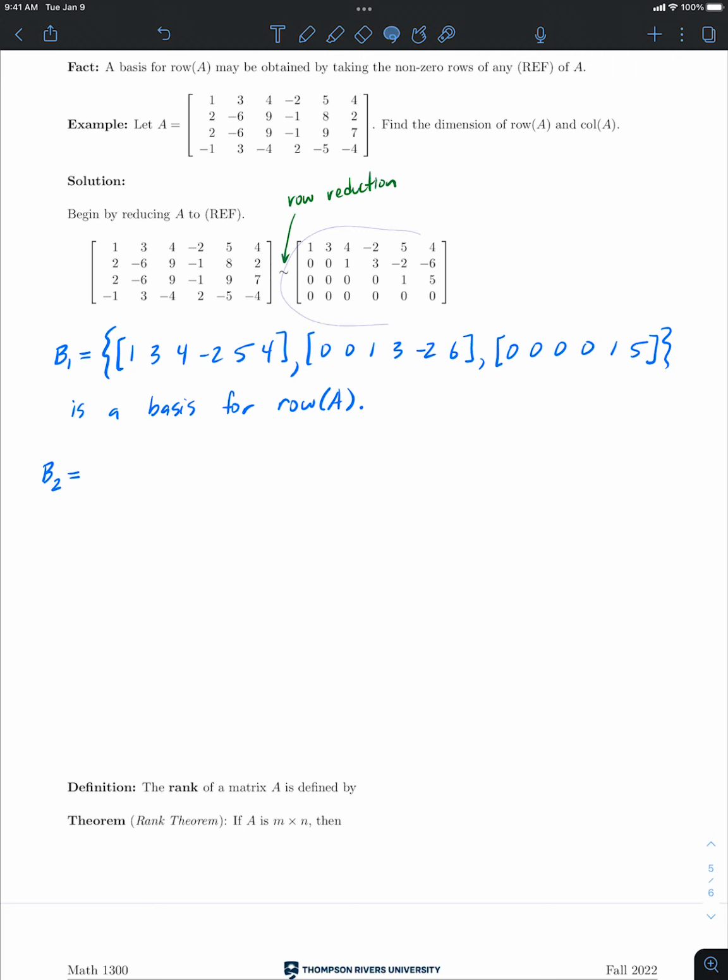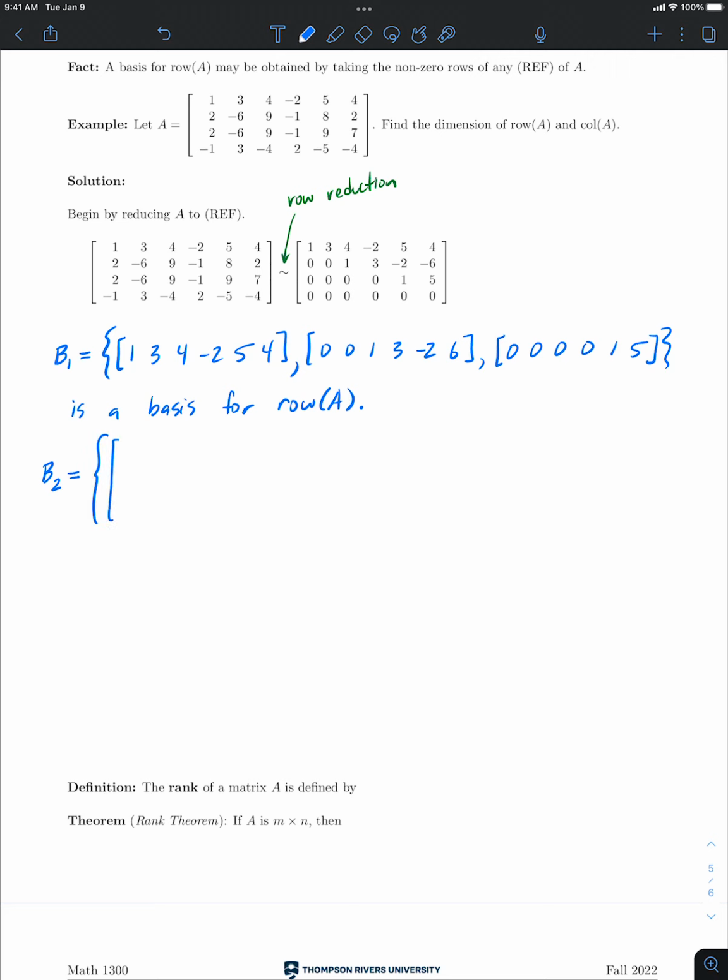Well, we've already row reduced the matrix. You can figure out which of the columns are going to be the pivot columns. We've got a leading one in column 1, column 3, and column 5. So that means we're going to go back to the original matrix, column 1, column 3, and column 5. Those are the pivot columns of the matrix A. So they are going to form a basis. When you treat them as vectors, they're going to form a basis for the column space of A.